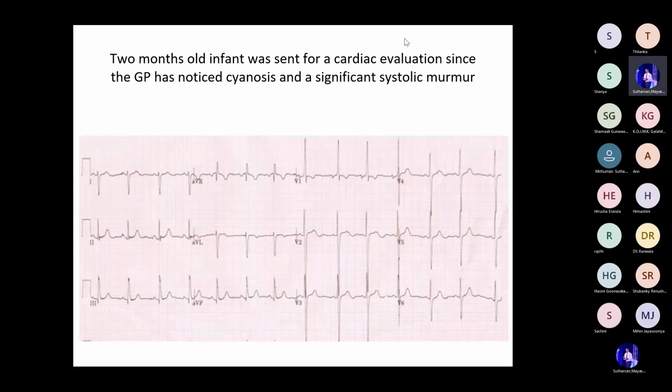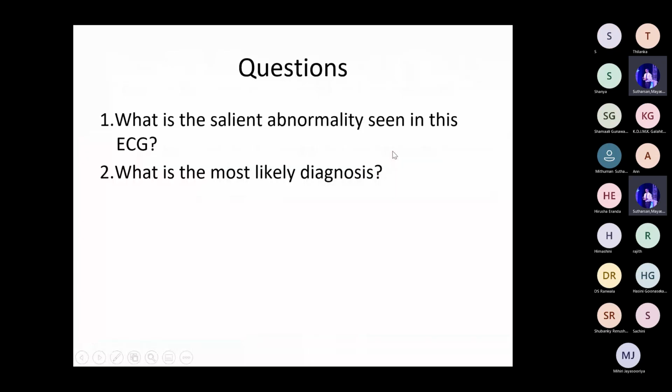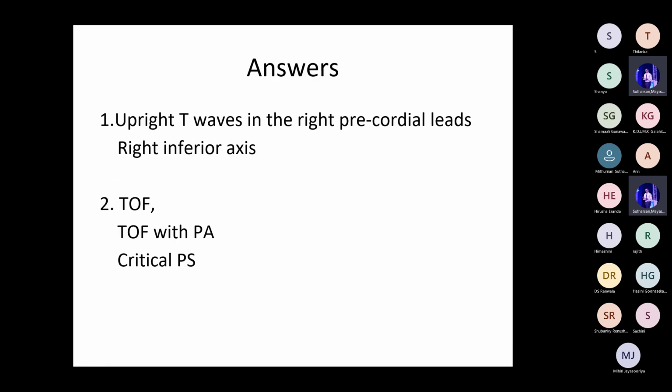Yeah, the commonest. So it can be a cyanotic congenital heart disease. Commonest is tetralogy of Fallot because there's a systolic murmur. So the commonest lesion is tetralogy of Fallot, right? So what is the salient abnormality in the ECG? Upright T waves in right precordial leads, also right inferior axis and right ventricular hypertrophy. So you can also think of pulmonary atresia or even critical PS. Critical PS, but it should have an ASD or a VSD. Otherwise, they cannot have cyanosis, right? Because the blood should mix for cyanosis.